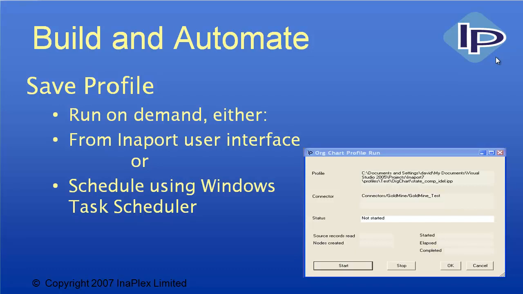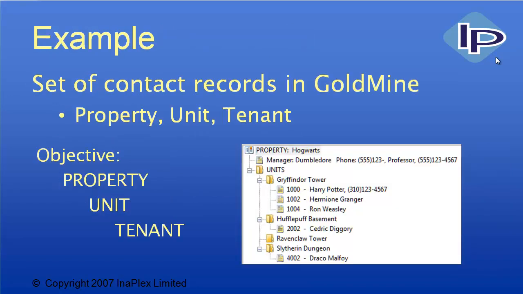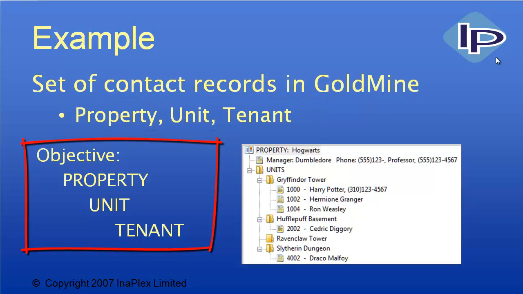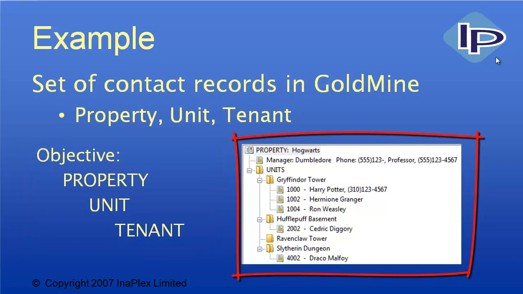So we can decide we can rebuild the trees once a week, or we can automate it using Windows Task Scheduler. We're going to move now to show you an example of using Inaport, and it's going to be slightly more complex than the one we've just been showing you. We're going to have a set of contact records in GoldMine that are property, unit and tenant, and the objective is to have property at the top level, unit underneath that, and then tenant underneath that. And you can see from the screenshot at right the end result that we achieve inside the GoldMine environment.